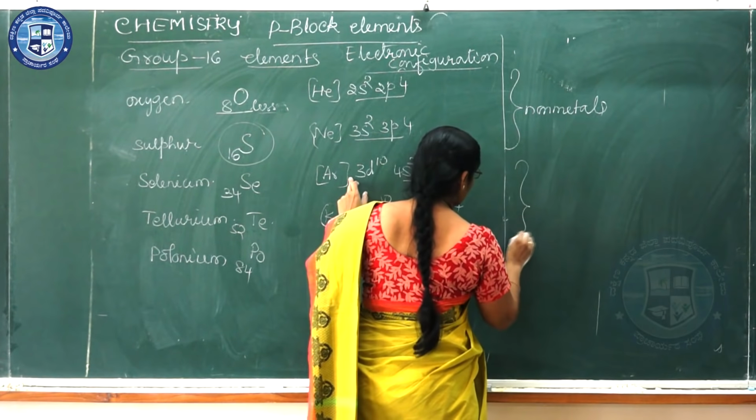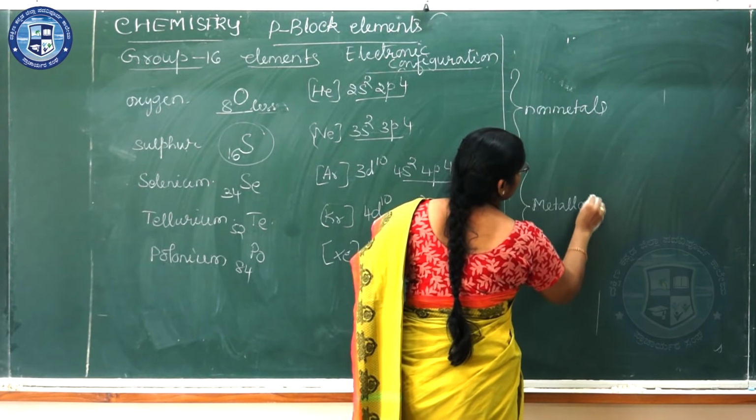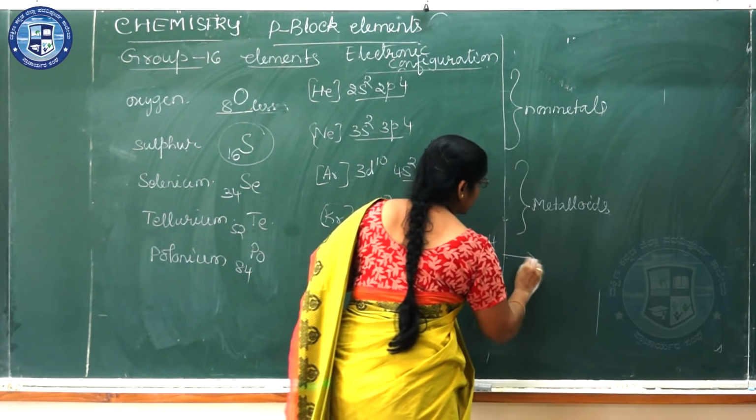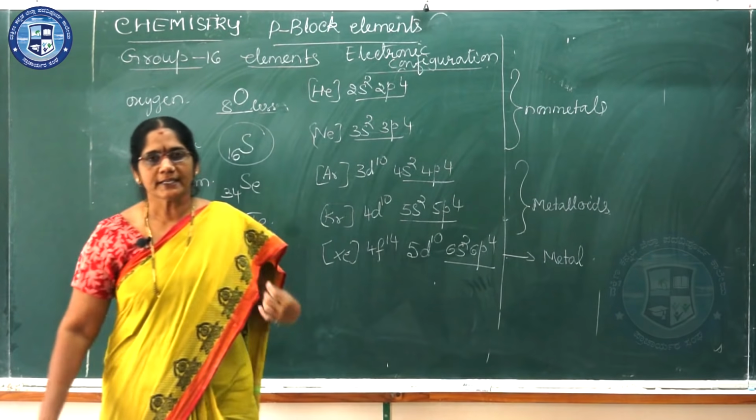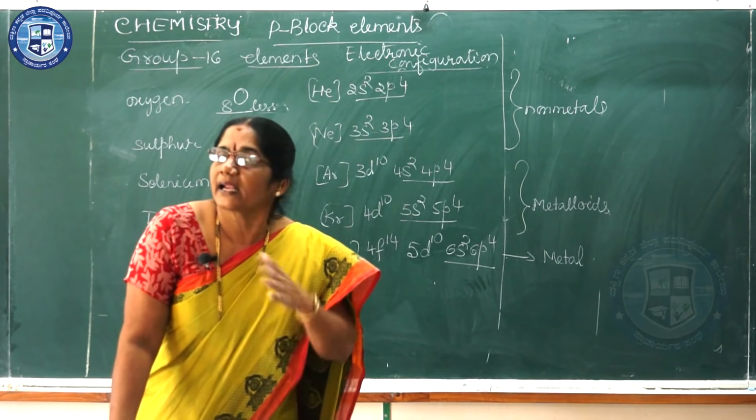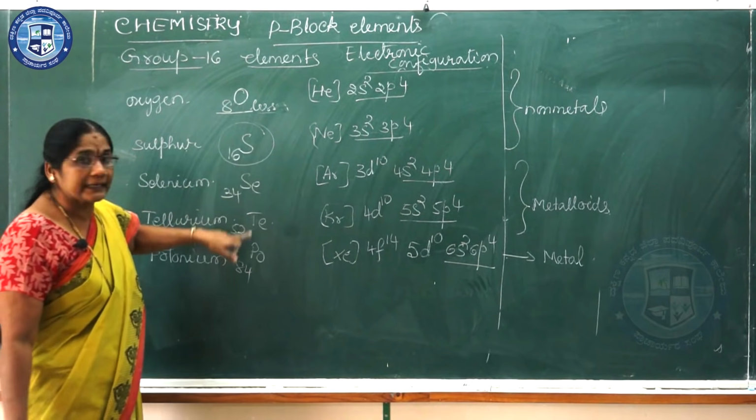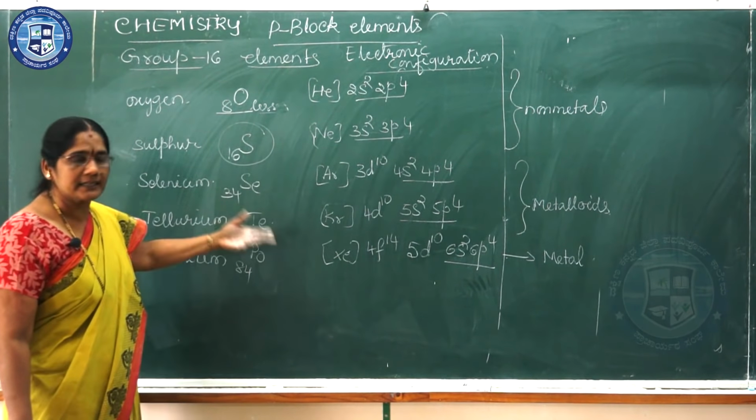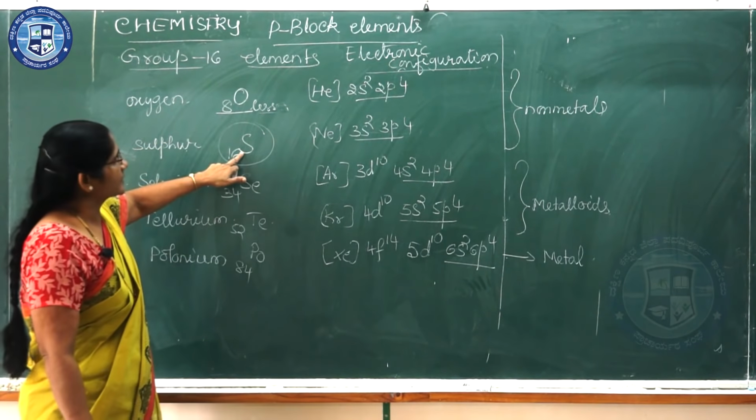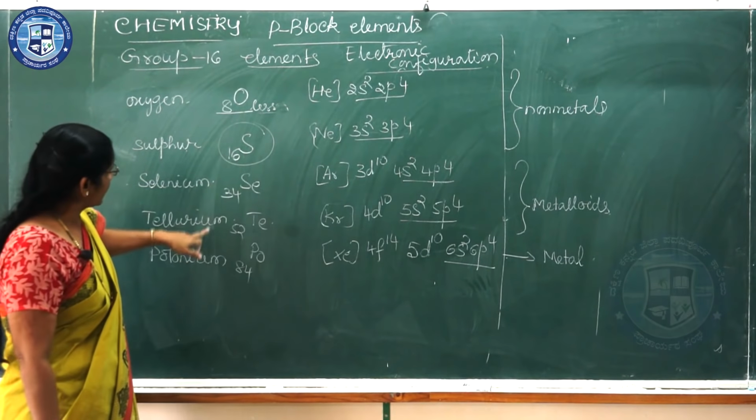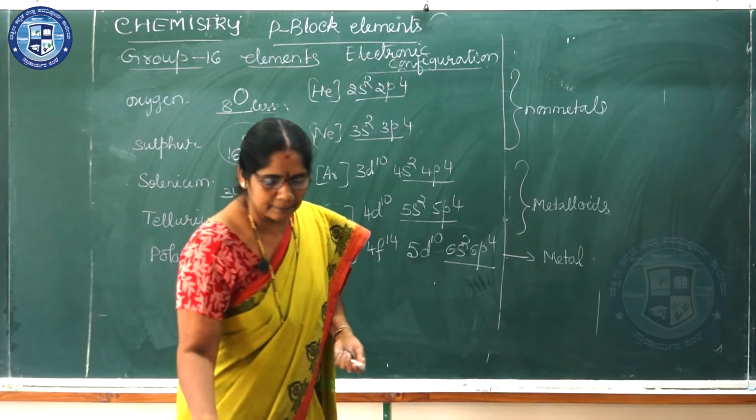The next two are metalloids. Due to the decrease in the ionization energy, this is a metal. So all these properties are reflected in the metallic and non-metallic characters also, and therefore with the decrease in the ionization energy, with the increase in the size and the decrease in the electronegative values, oxygen and sulfur are non-metals, selenium and tellurium are metalloids, and polonium is a metal.